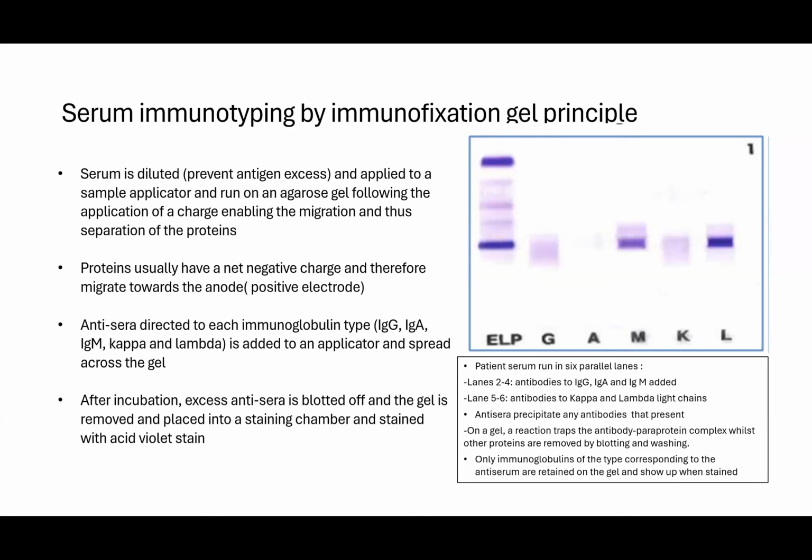So now you want to know the type of this. In lanes 2 to 4, you add antibodies to the serum of the patient against IgG, IgA, and IgM. And in the last 2 lanes, antibodies to kappa and lambda light chains are added. These antisera precipitate any antibodies that are present. So you can see in this gel that the antibody paraprotein complex is formed with IgM and lambda. So that's what our paraprotein is: IgM lambda.